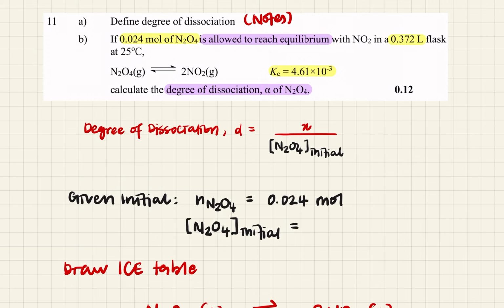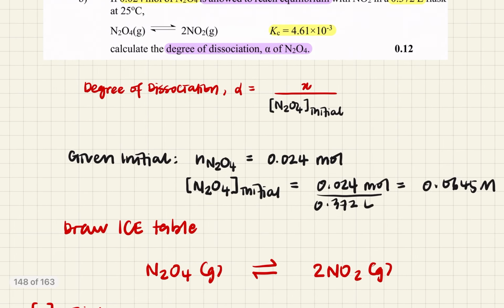So from here you can find the initial concentration of N2O4. What was it initially? 0.024 moles divided by 0.372 liters. So you will get 0.0645 molar. So what we are left with is x, which we need to find. We already have 0.0645 molar. So how are we going to find x?